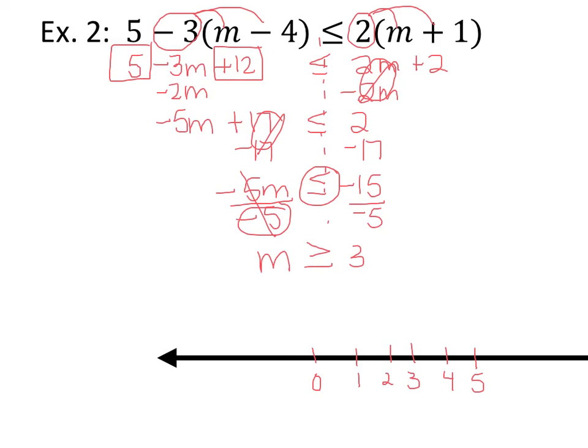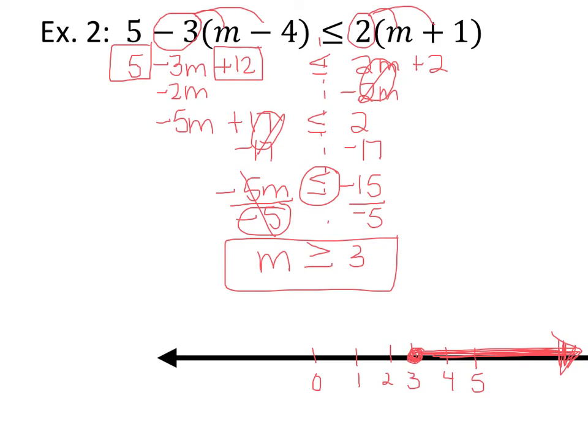So on 3, because it's a greater than or equal to, it's going to be a shaded in circle. And then if you say this to yourself, m is greater than or equal to 3, we need to shade all of the greater than or equal to numbers of 3. So here's what my number line is going to look like. And this is my solution.